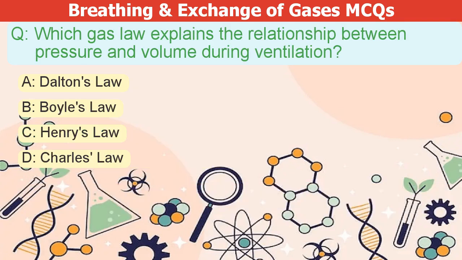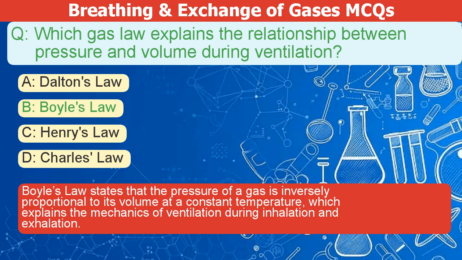Which gas law explains the relationship between pressure and volume during ventilation? A. Dalton's law. B. Boyle's law. C. Henry's law. D. Charles' law. The correct answer is B. Boyle's law states that the pressure of a gas is inversely proportional to its volume at a constant temperature, which explains the mechanics of ventilation during inhalation and exhalation.